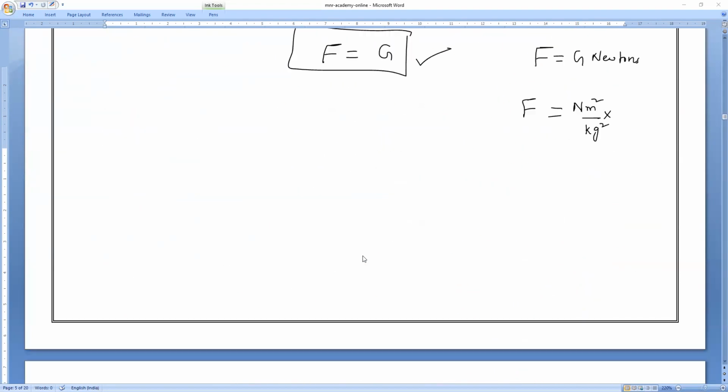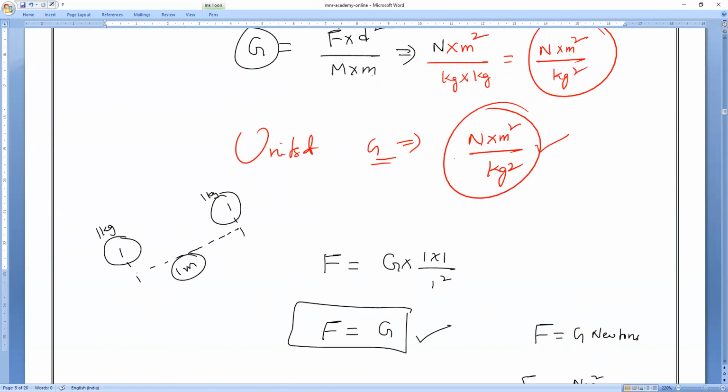So this is what we want. Sir, in the image you have shown, the two objects are acting with force opposite to each other. Is there any real life example for that, sir?